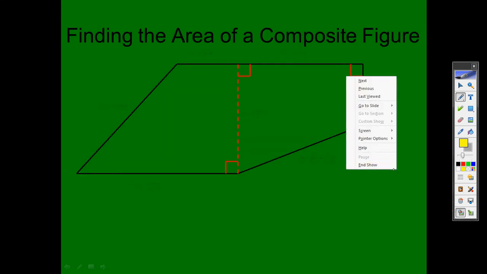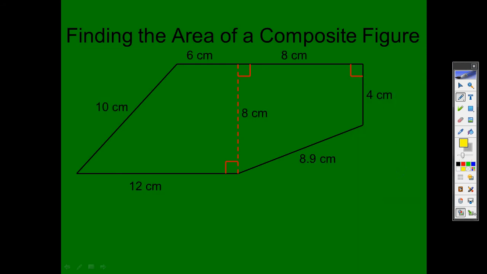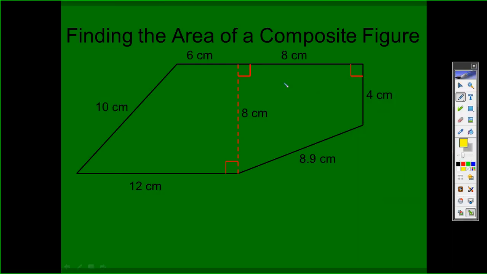When I'm looking at a composite figure and trying to find the area, if you look, it's got 1, 2, 3, 4, 5 sides. This is an irregular pentagon. It's irregular because my side lengths are not all congruent, my angles are not all congruent. The most challenging part of this is splitting this into shapes that I do know formulas for.